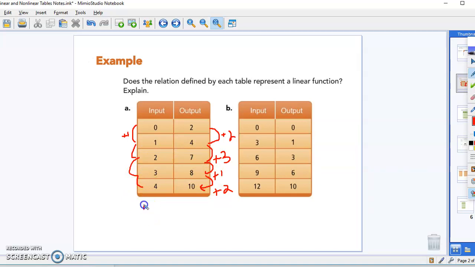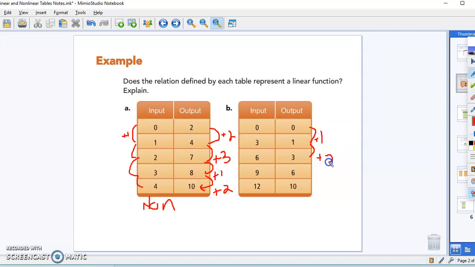So we could see that we don't have a constant rate of change. So therefore, that means that this is an example of a table that's nonlinear, as it has a varied rate of change. Let's look at the next one. We look at the next one here. This is going up by 1. This is going up by 2. Put the plus sign in there.